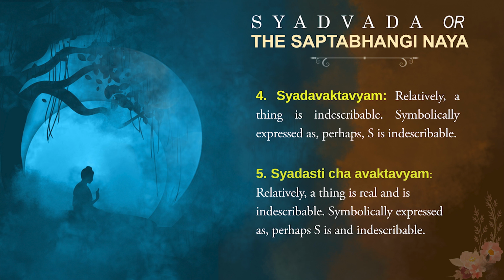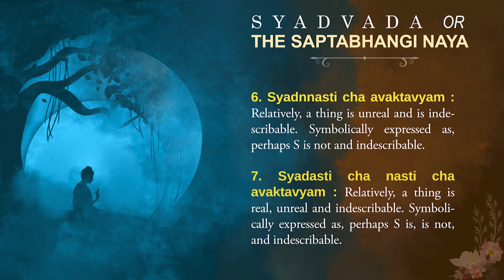Next one, Syad Asti Cha Avaktavyam. Relatively, a thing is real and is indescribable. Symbolically expressed as perhaps it is, and indescribable. Next one, Syad Nasti Cha Avaktavyam. Relatively, a thing is unreal and is indescribable, symbolically expressed as perhaps it is not, and indescribable. The last one, that is the seventh one, Syad Asti Cha Nasti Cha Avaktavyam. Relatively, a thing is real, unreal, and indescribable. Symbolically expressed as perhaps it is, it is not, and indescribable.